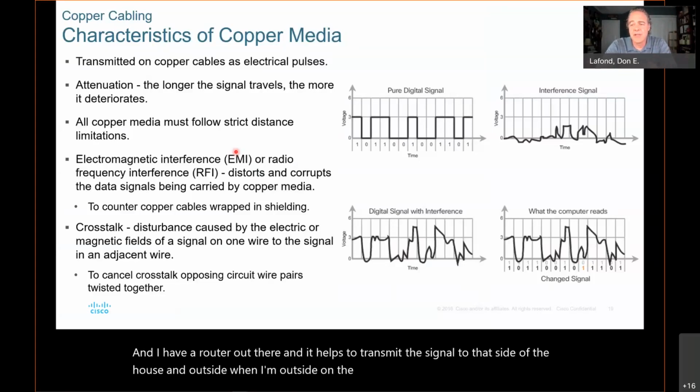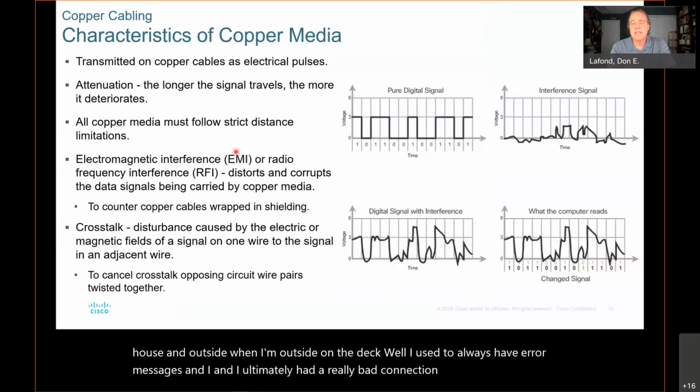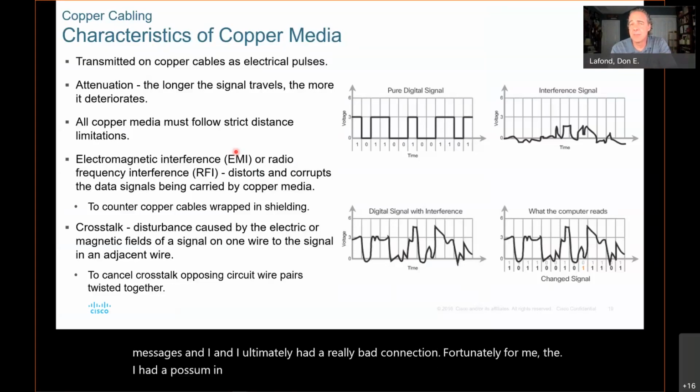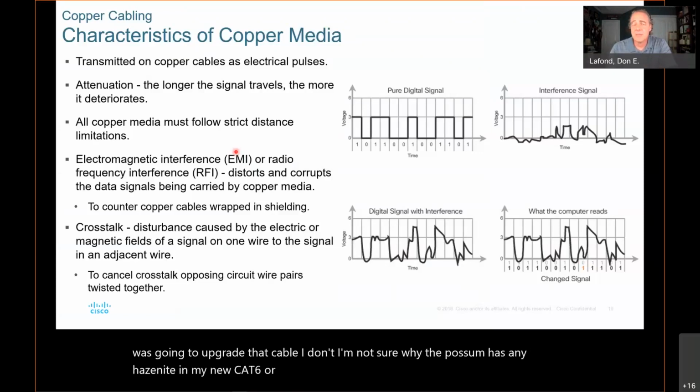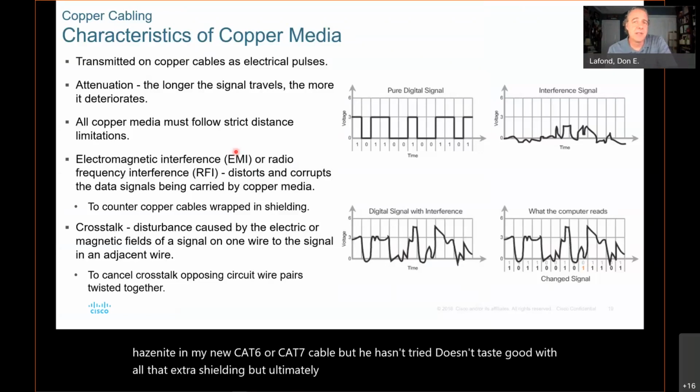Well, I used to always have error messages, and I ultimately had a really bad connection. Fortunately for me, I had a possum, and the possum ate the cable. And when he ate the cable, I decided I was going to upgrade that cable. I'm not sure why the possum hasn't eaten my new Cat 6 or Cat 7 cable, but he hasn't. Probably doesn't taste good with all that extra shielding. But ultimately, I don't have any of the problems anymore.